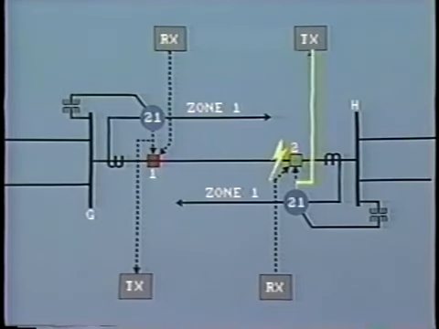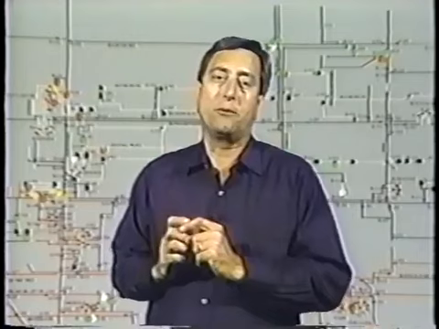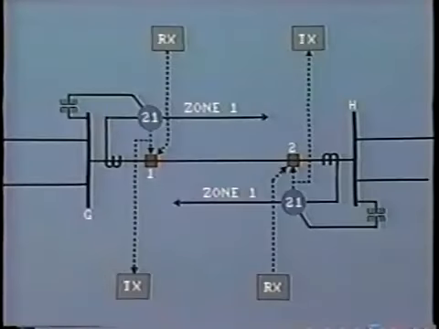At the same time, it immediately switches the transmitter from guard to trip frequency. This new frequency is sent along the communication channel. At station G, the receiver picks up the signal and immediately trips breaker 1. So this arrangement achieves the objective of high-speed tripping at both ends, and at the same time, it prevents overreach and false tripping for external faults.